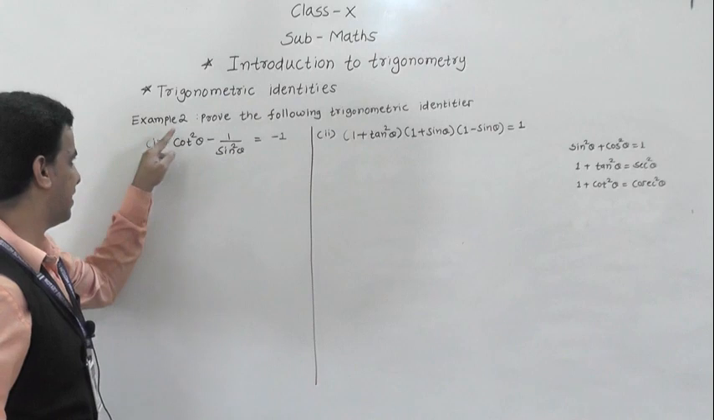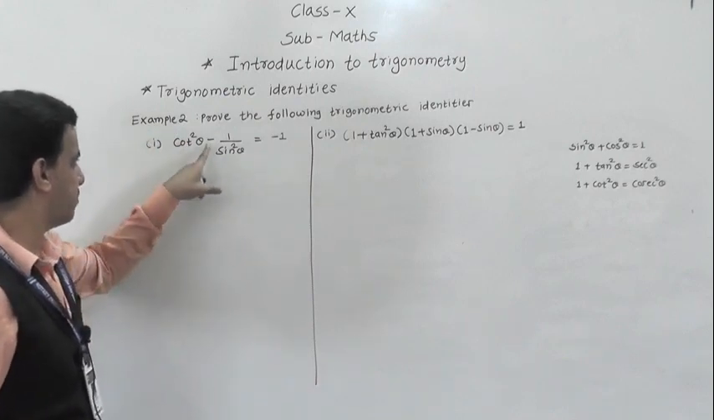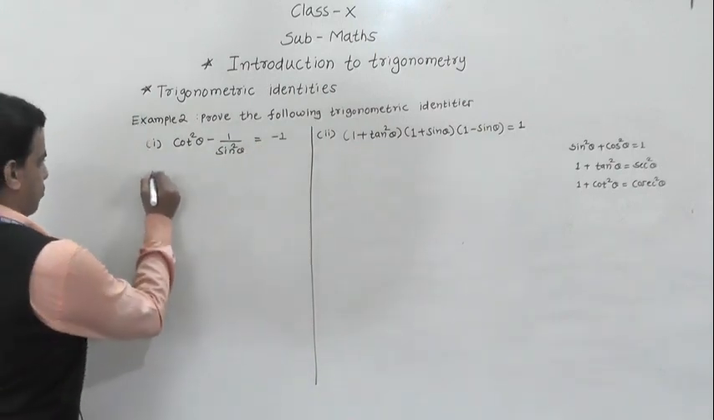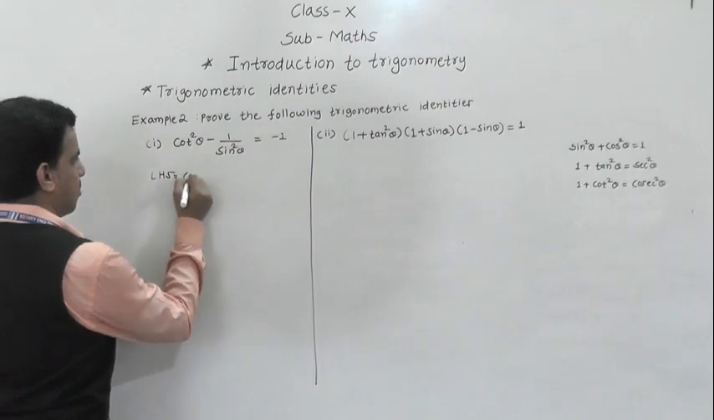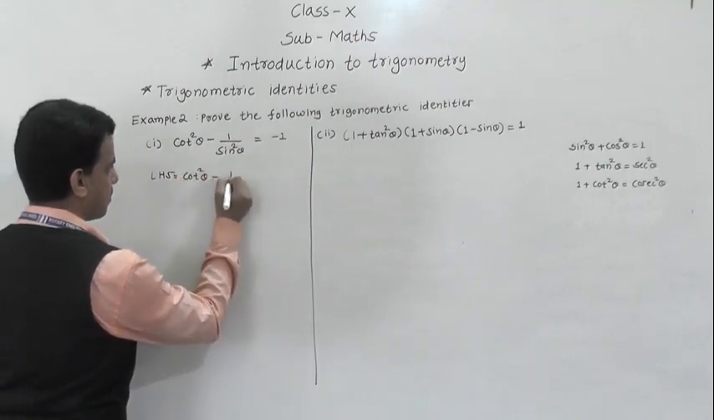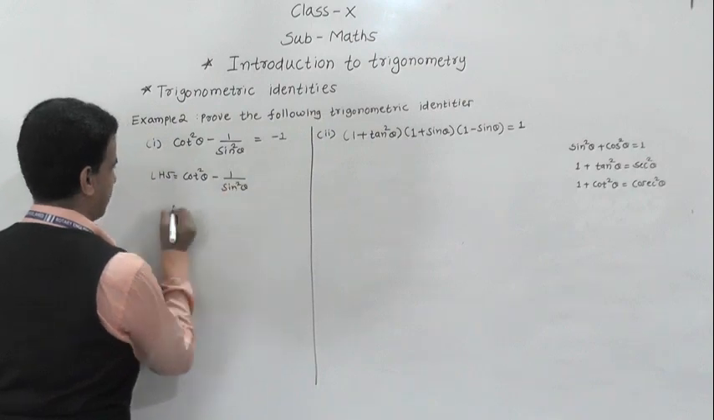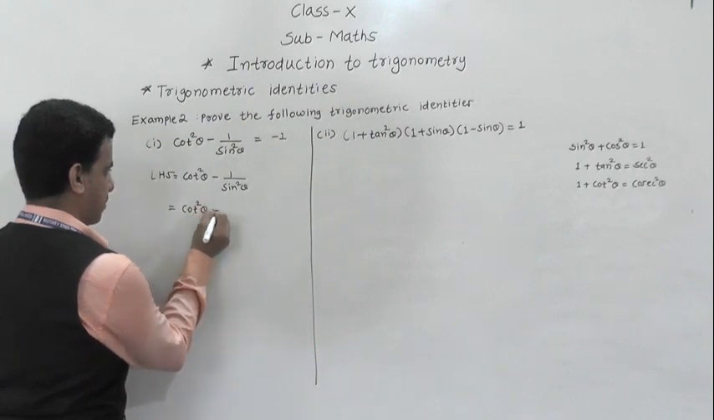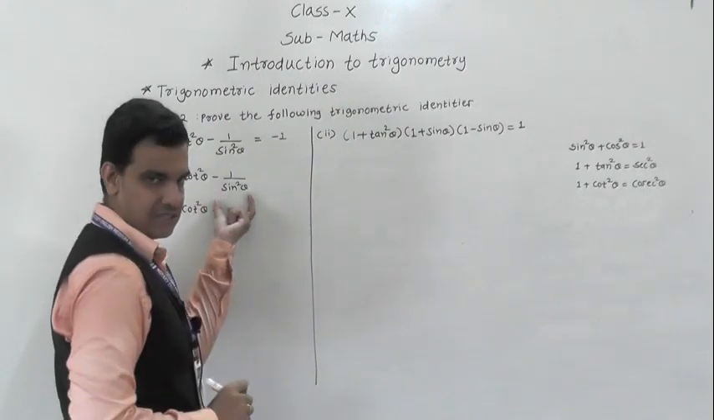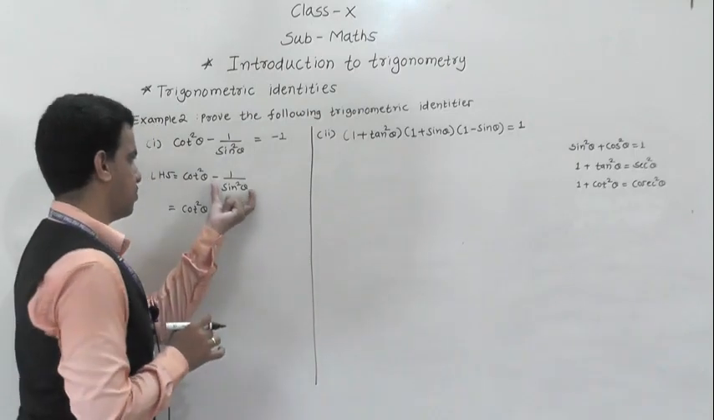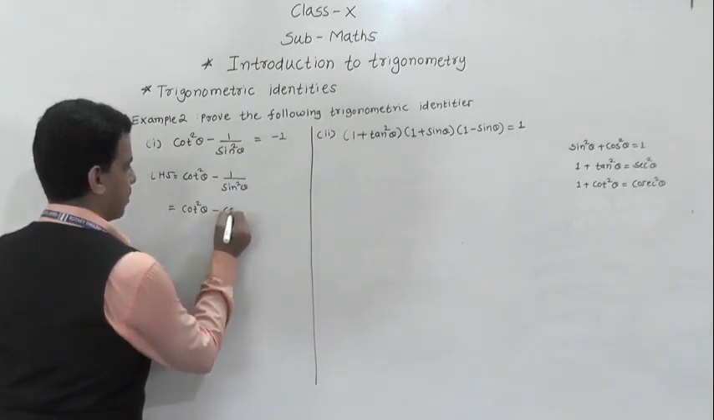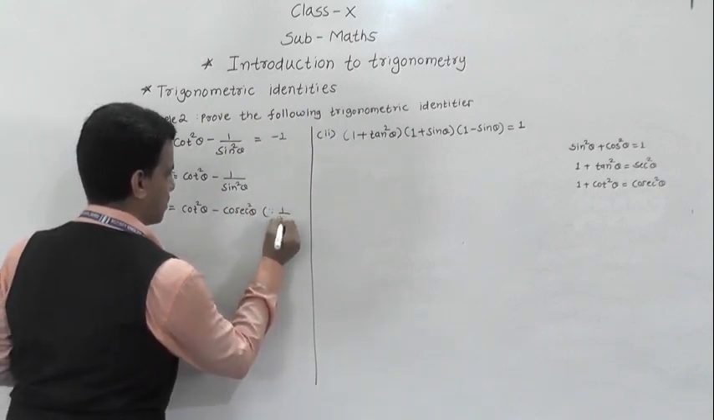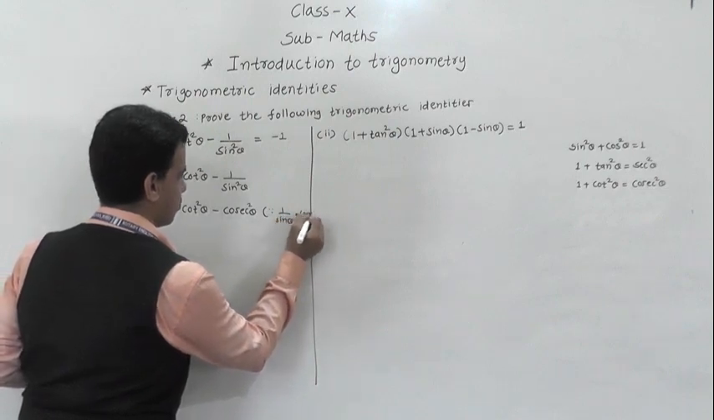So in that, the first sub question is cot square theta minus 1 upon sin square theta is equal to minus 1, we have to prove. So first we take LHS, that is cot square theta minus 1 upon sin square theta. Now cot square theta we keep as it is, minus 1 upon sin square theta we write as cosec square theta, since 1 upon sin theta is equal to cosec theta.